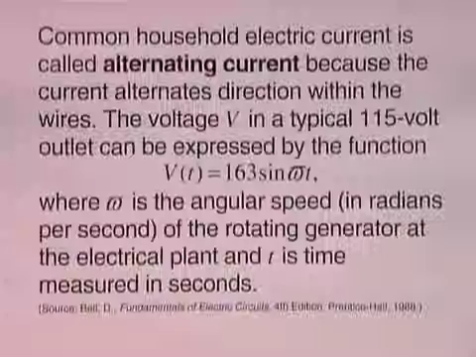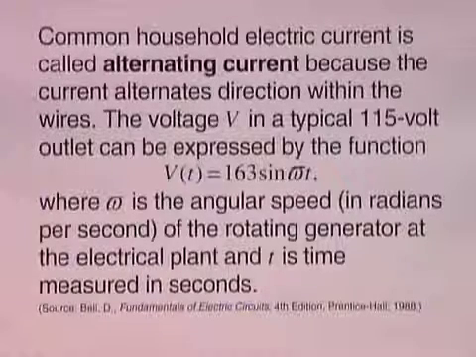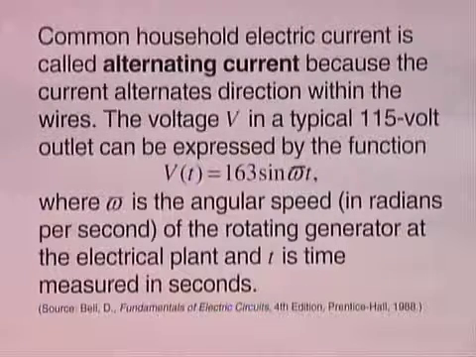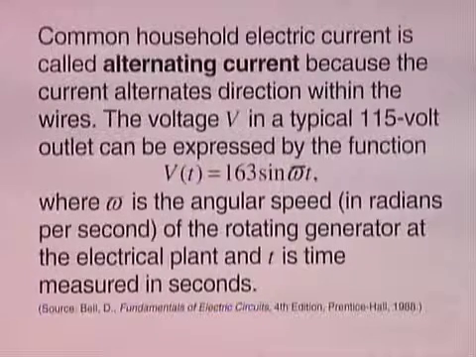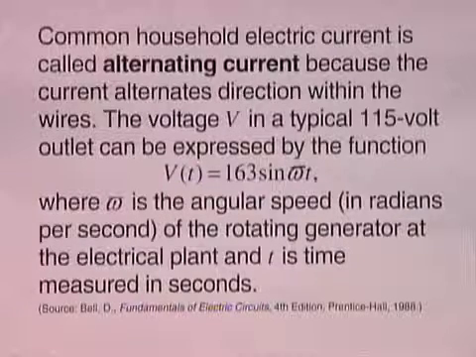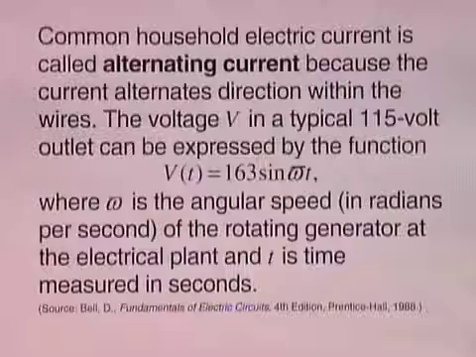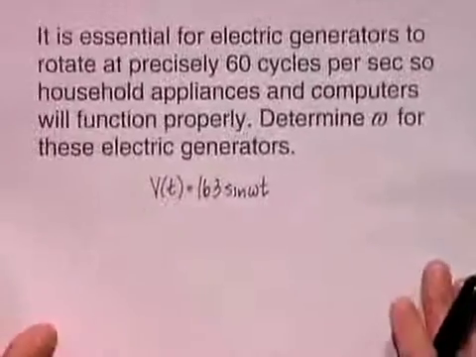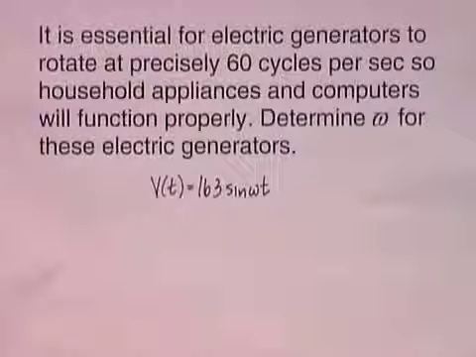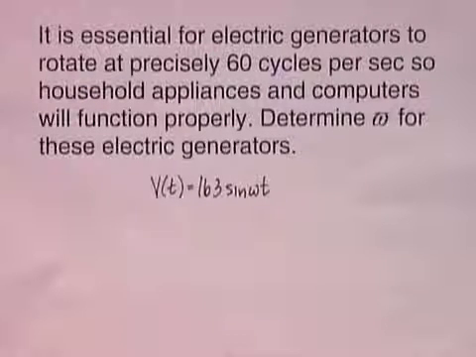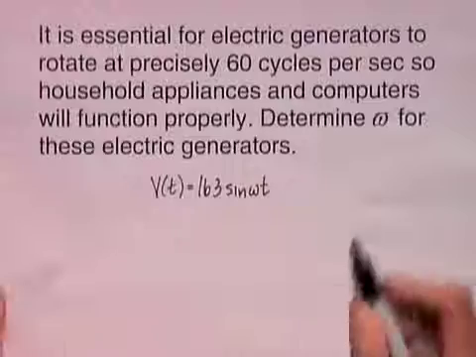The voltage V in a typical 115 volt outlet can be expressed by the function V of t equals 163 sine omega t, where omega is the angular speed in radians per second of the rotating generator at the electrical plant, and t is time measured in seconds. Well, it's essential for electric generators to rotate at precisely 60 cycles per second, so household appliances and computers will function properly. We want to determine omega for these electric generators.